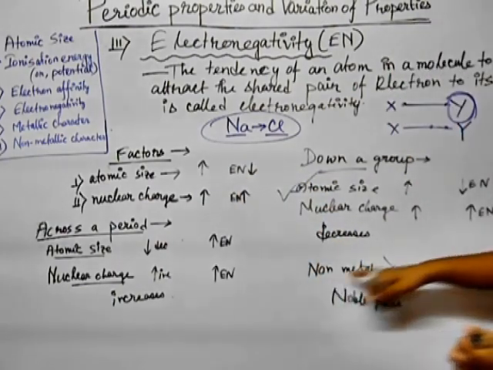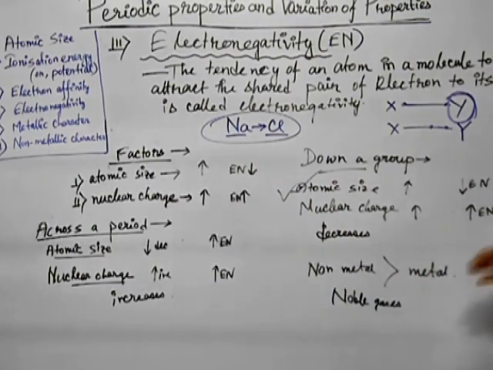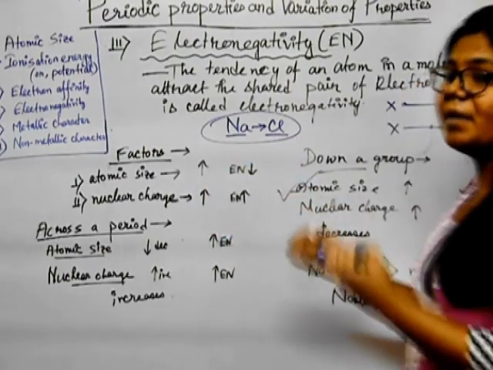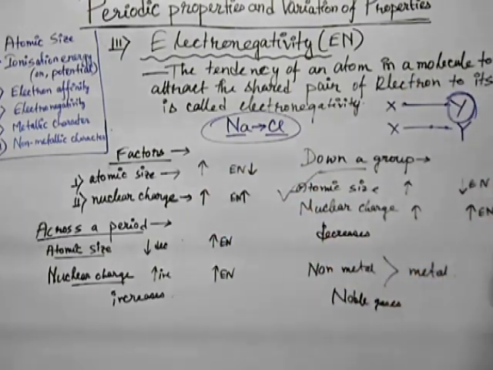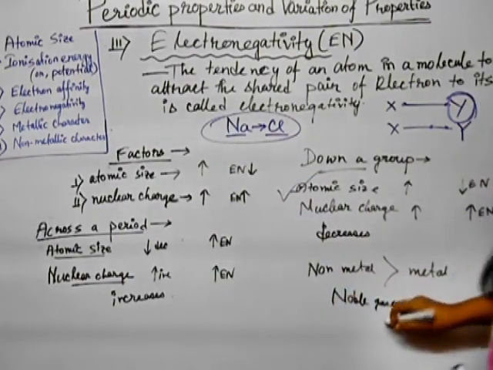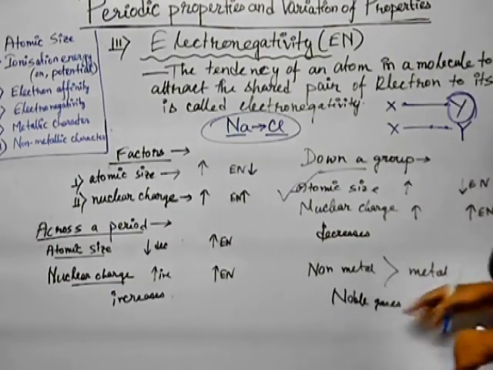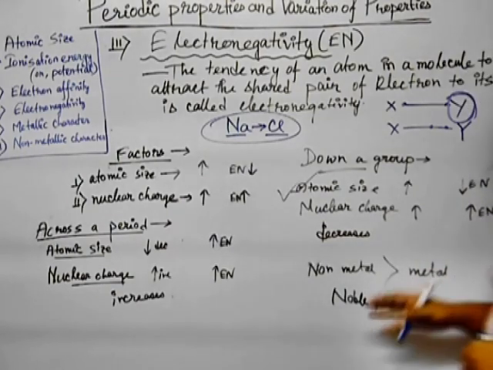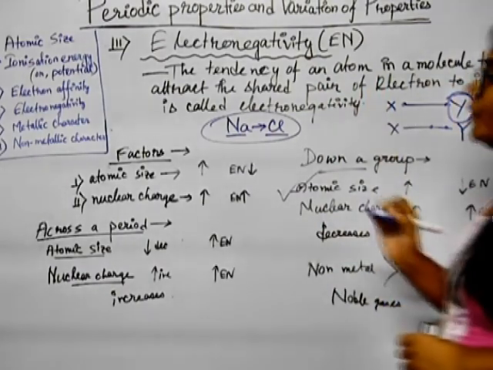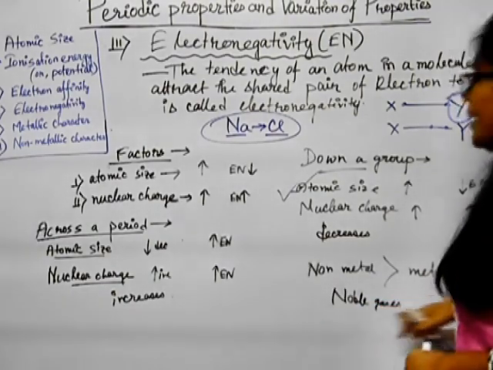So they are more electronegative, and in case of metals, they can release electrons easily, they can't accept electrons easily, so they are less negative. In case of noble gases, they have a full octet, and noble gases don't show electronegativity. So while considering electronegativity in the periodic table, we don't consider noble gases.